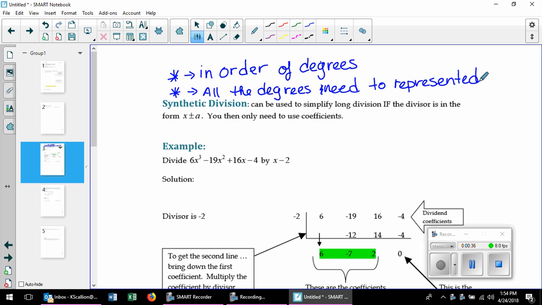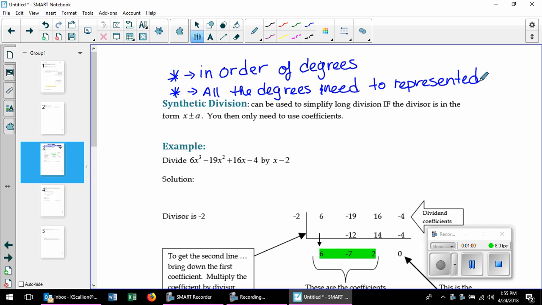So those are going to be the tricks to this. They need to be in order: 5, 4, 3, 2, 1, 0, and all of them need to be represented. Only if there's a gap, I guess I should say that. We don't need to put a 0 in at the end, but if there was no constant there, we would need to put a 0 in the constant. Everybody okie dokie with that?